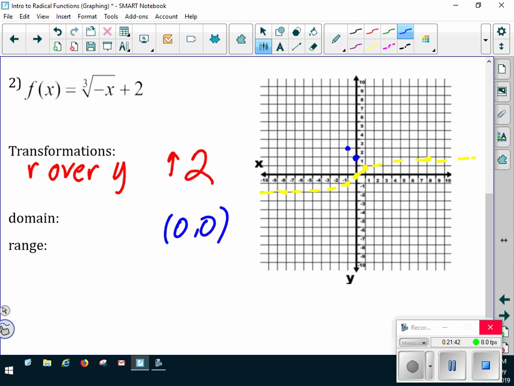Negative 8, 2. Reflect over the y-axis and up 2. This one, reflect over the y-axis and up 2. And here, reflect over the y-axis and up 2. Now, I know I went through that kind of quickly, but do you see the reflect over the y-axis and the up 2? You see it?